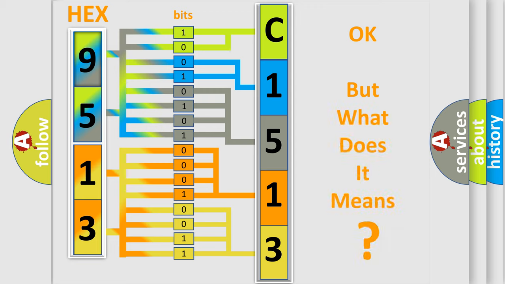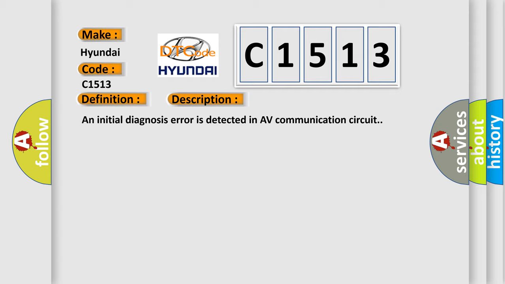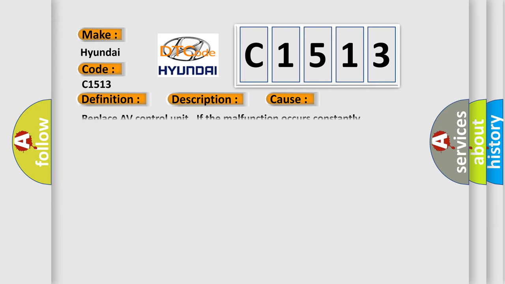The number itself does not make sense to us if we cannot assign information to what it actually expresses. So, what does the Diagnostic Trouble Code C1513 mean specifically for Hyundai? The basic definition is AV control unit. And now this is a short description of this DTC code. An initial diagnosis error is detected in the AV communication circuit. This diagnostic error occurs most often in these cases: replace AV control unit IF.